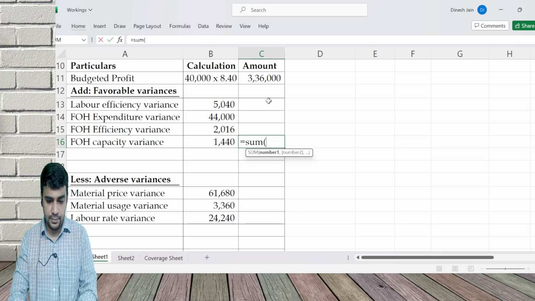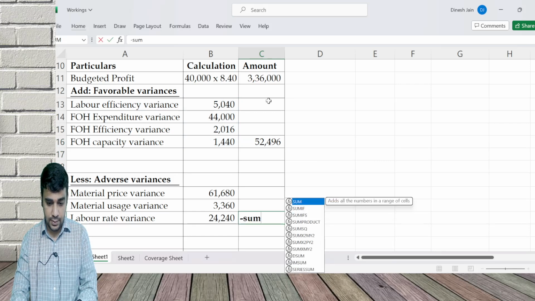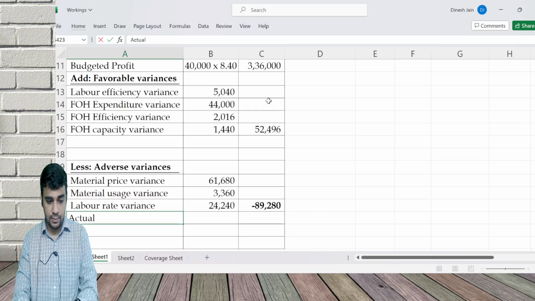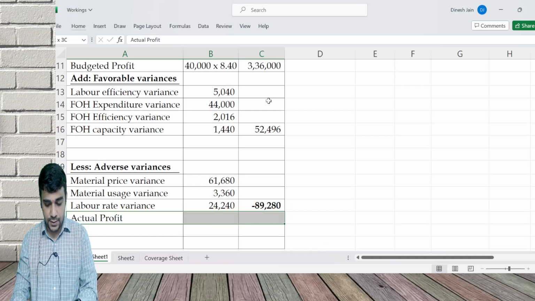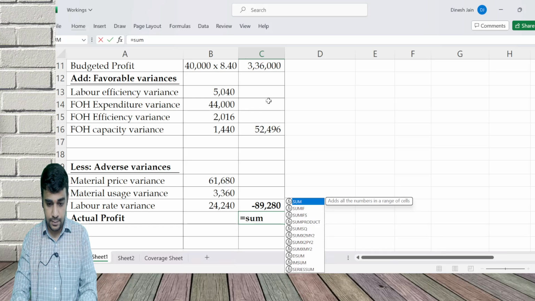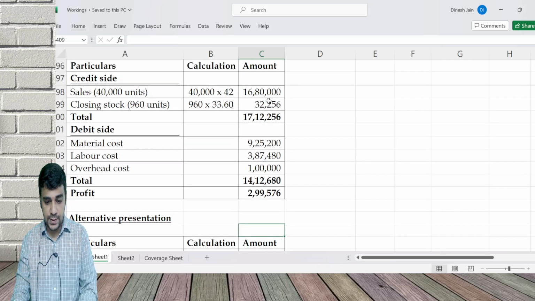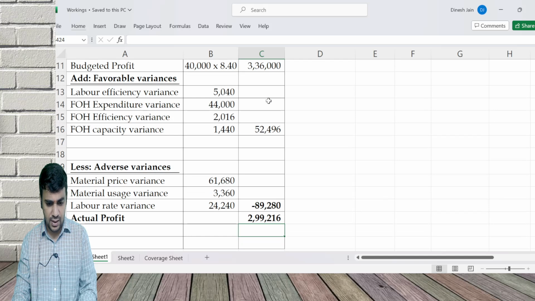Add favorable, deduct adverse, actual profit. 299,216. We were getting 299,576 earlier. It should not be even a small difference. Is there any variance incorrect?